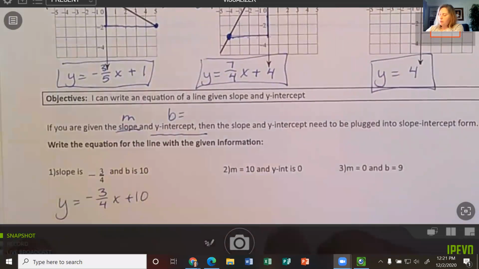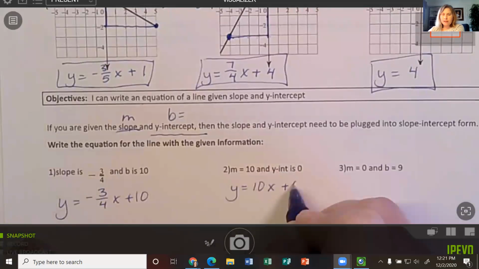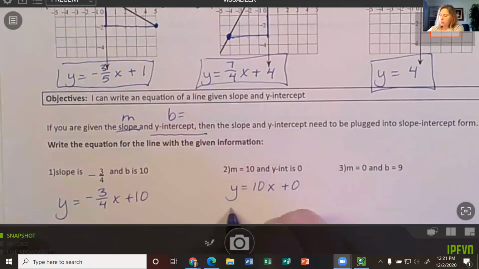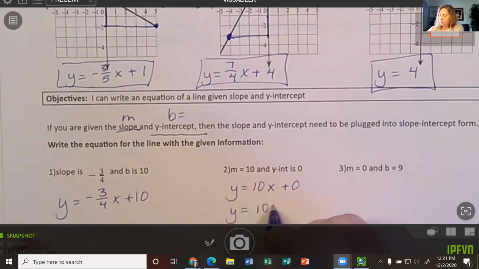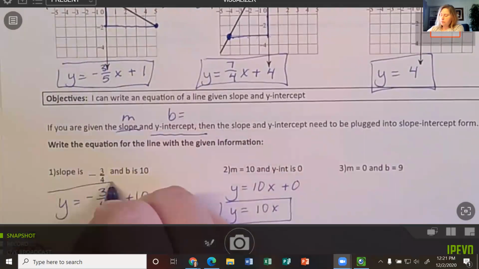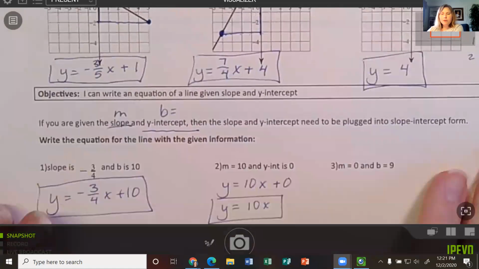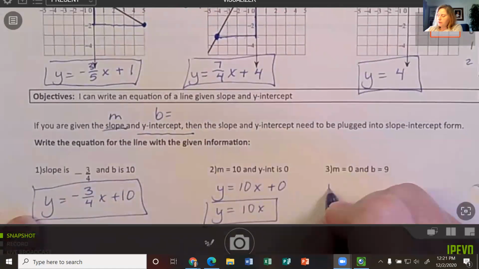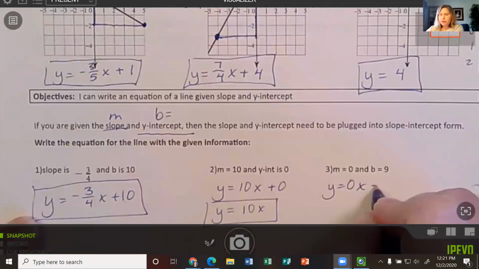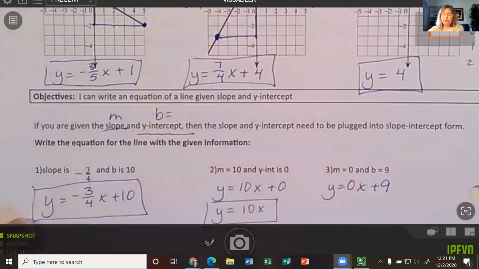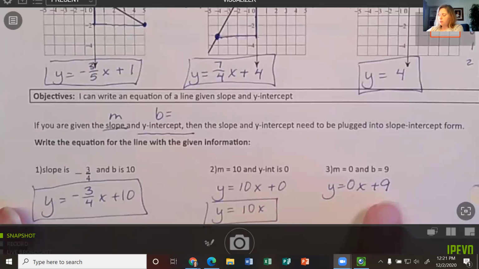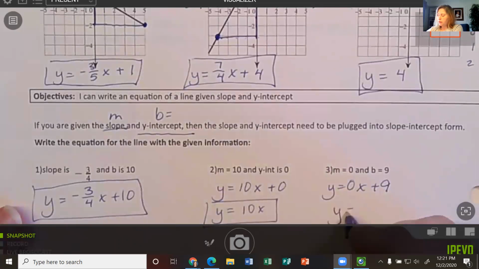Number two, m is 10, the y-intercept is 0. We would have y equals 10x plus 0, which is not simplified. So we would simply write y equals 10x. Okay, number 3, m is 0 and b is 9. This would be y equals 0x plus 9. 0x is just 0, because it doesn't matter what x is, anything times 0 is 0. So this will be 0 plus 9, which will simplify to y equals 9.